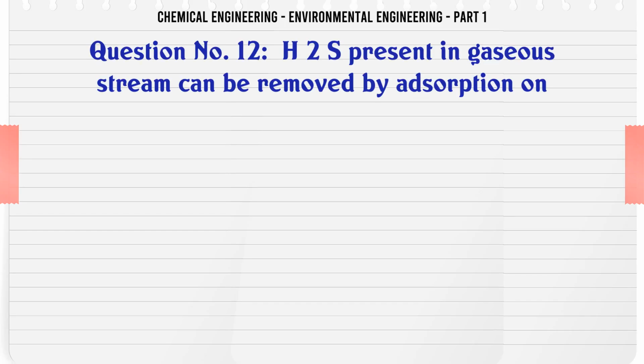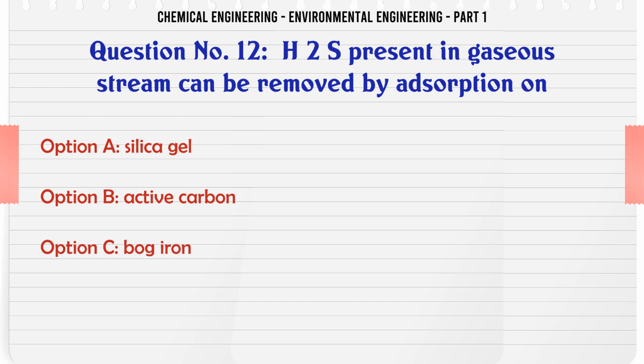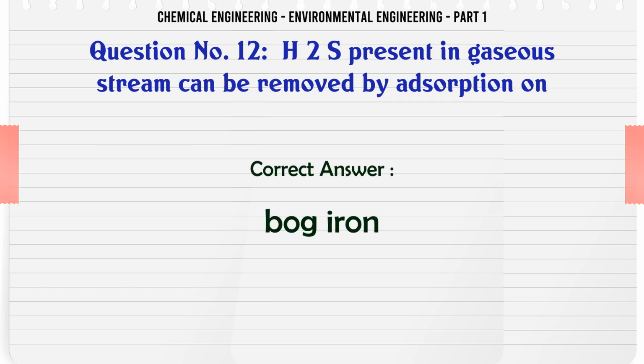H2S present in gaseous stream can be removed by adsorption on A. Silica gel. B. Active carbon. C. Bog iron. D. Limestone powder. The correct answer is bog iron.